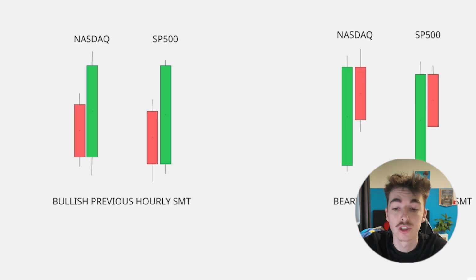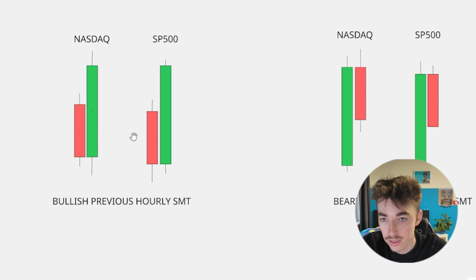The first criteria is we need to have a previous hour SMT. What do I mean by the previous hour SMT? We literally go to the 1 hour time frame and we need to see an SMT with the previous candle. For example, we have 2 examples. Of course, there is a bullish and there is a bearish SMT. This is a bullish SMT.